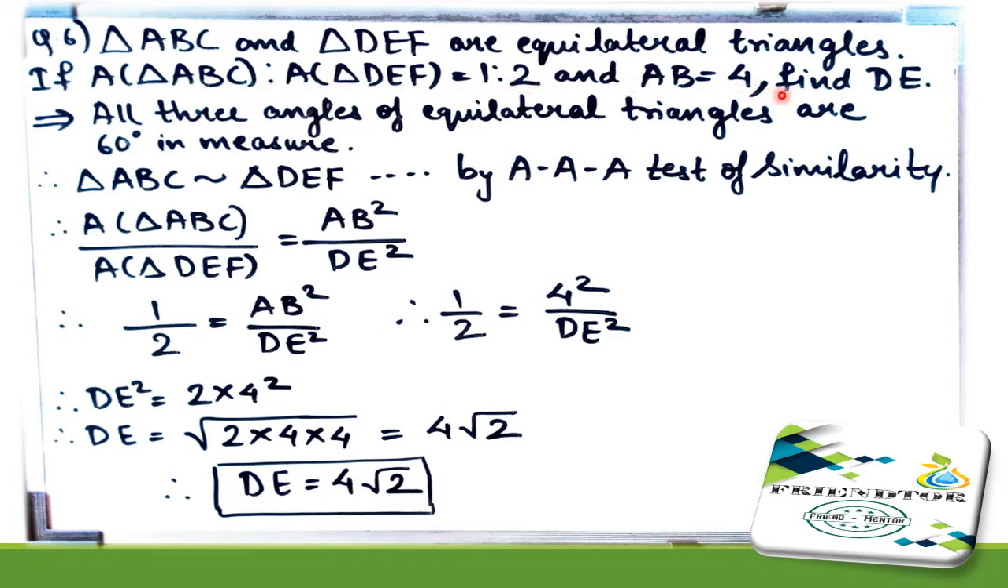Okay, now if area of triangle ABC upon area of triangle DEF is equal to 1 by 2 and AB is 24, find DE. Okay, now to apply the statement of the theorem, we need 2 triangles to be similar. Okay, so if you observe, 2 equilateral triangles are of the same shape, that means they are similar.